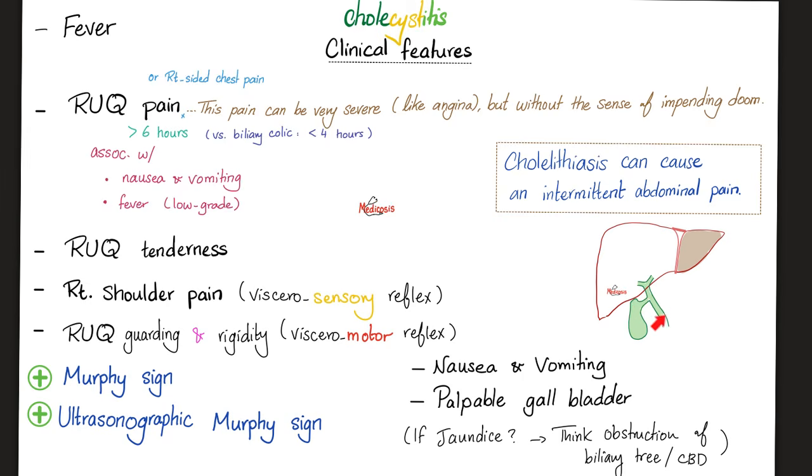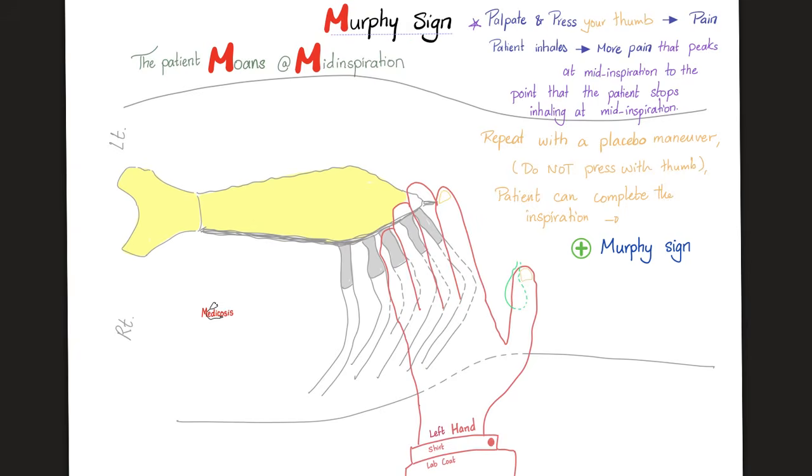The stone is now in the common bile duct or the hepatic duct. How do we do Murphy sign? Listen carefully because most people do it wrong. Most of them do it with the right hand when in fact you should do it with your left hand. Does that make any difference? Shut up. Of course it does.